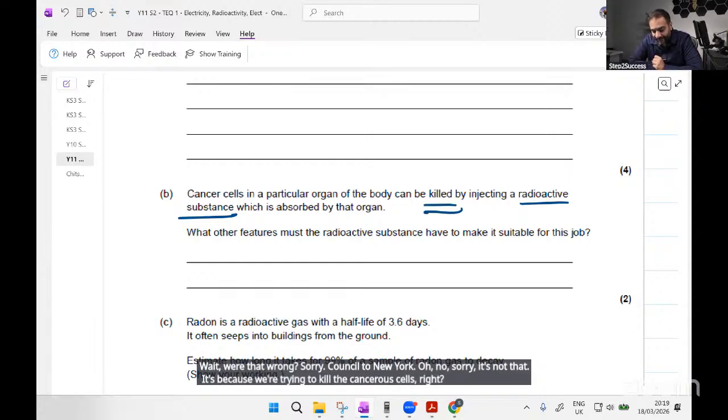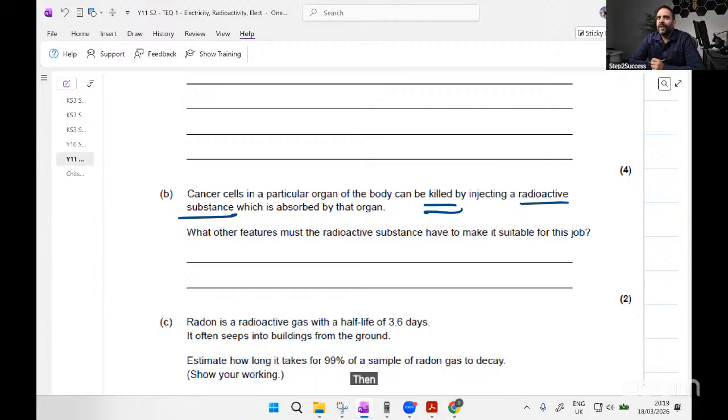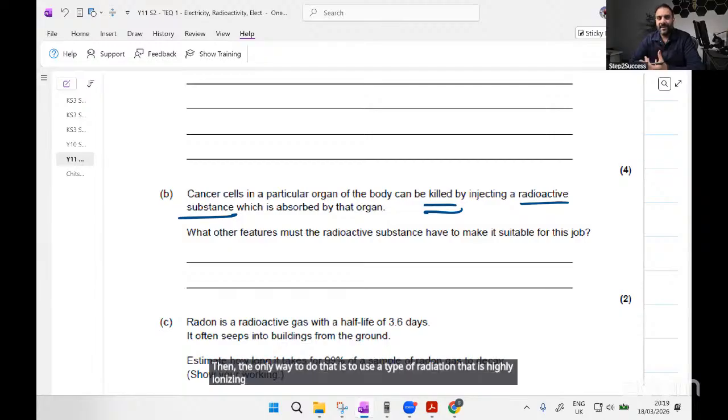So because we're trying to kill these cancer cells inside your body, then the only way to do that is to use a type of radiation that is highly ionizing. That's what ionizing has the ability to do, kill cells. So what we need to do is to make sure that it's a highly ionizing form of radiation, and that therefore has to be alpha.